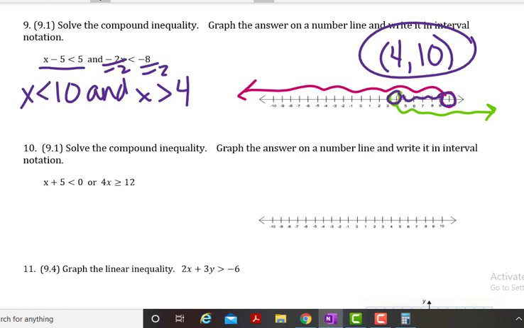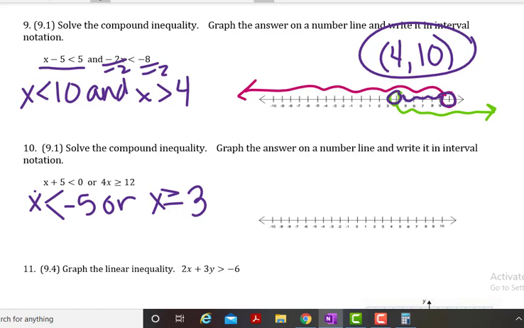Number 10. Solve the compound inequality, graph the answer on a number line, and write it in interval notation. First, we need to solve each of the inequalities for x. I will subtract 5 from both sides of the first inequality. And then I would divide both sides by 4 on the second inequality. Correct that, it's not 4, it is 3. 12 divided by 4 is 3.